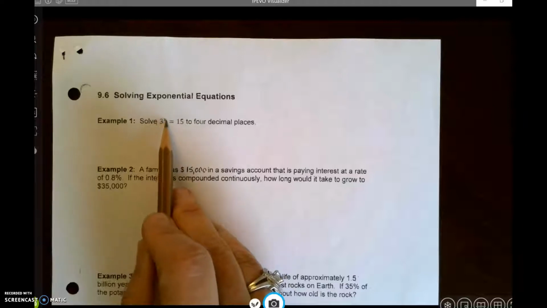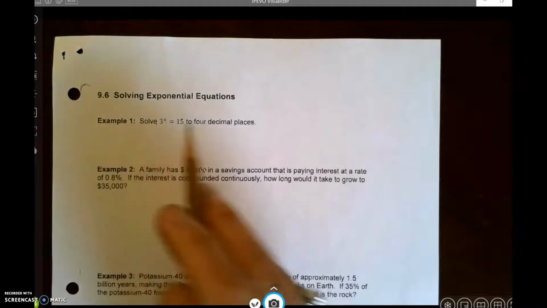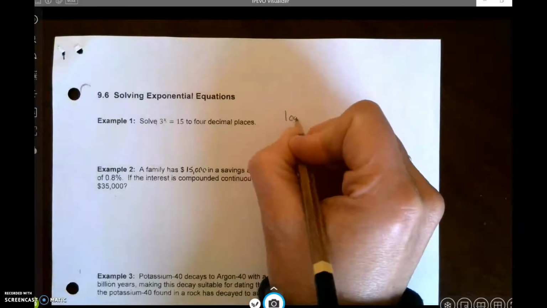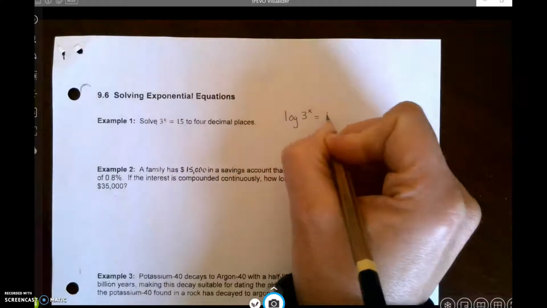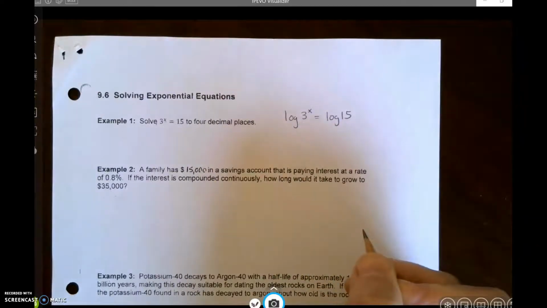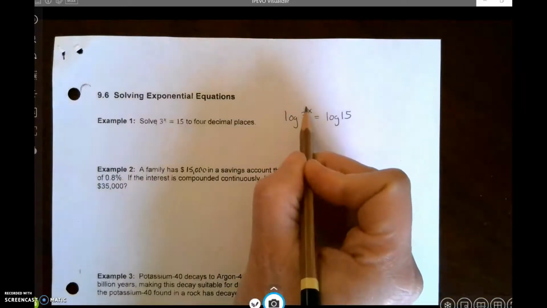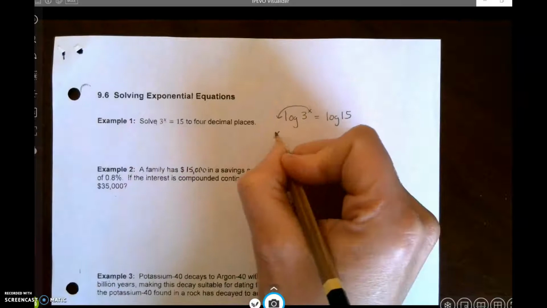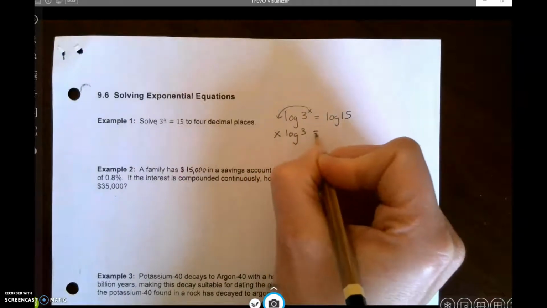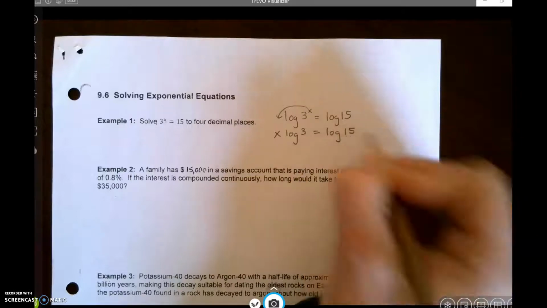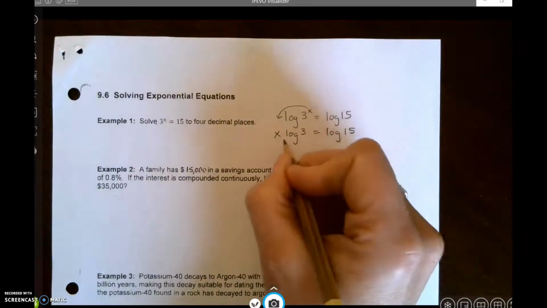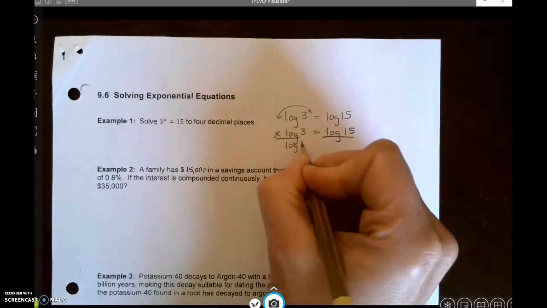Whenever we're solving for an exponent, I need to remember that my method or my tool for solving for an exponent is to take the log or natural log of each side. Because there's no e involved in this problem, I would just take the log of each side. So the log of 3 to the x equals the log of 15. And I know from my properties of logarithms that that exponent can be moved to the front. And I get x times the log of 3 equals the log of 15. I want to solve for x, so I'm going to divide both sides by the log of 3.